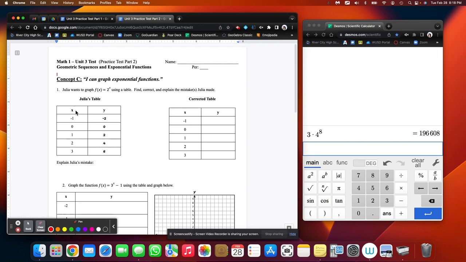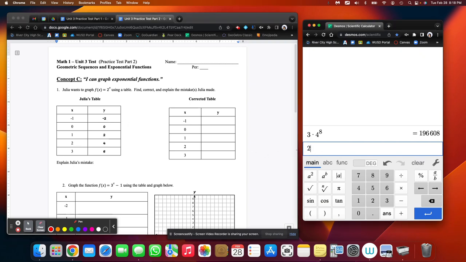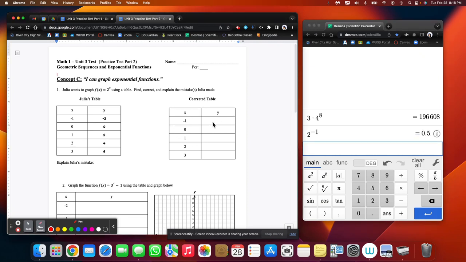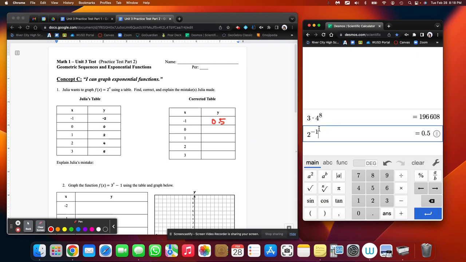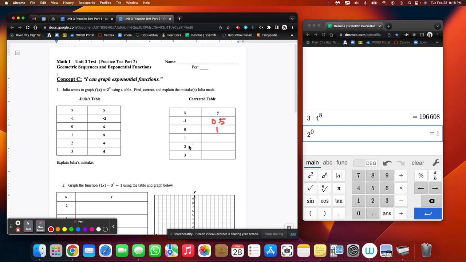So she plugged in negative 1 and she got negative 2. Well, let's just see if that's correct. 2 to the negative 1 power should be 0.5. So hold on, might as well correct it right here. So it should be 0.5. So now let's plug in 0 and see if this is correct. So 2 to the 0 power is 1, so this should be 1.